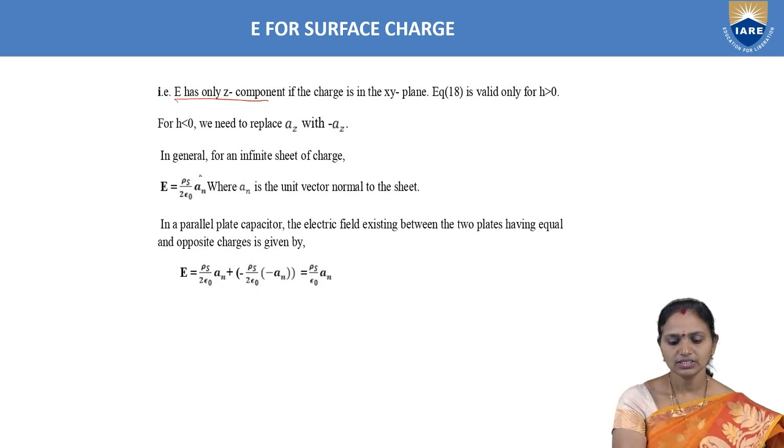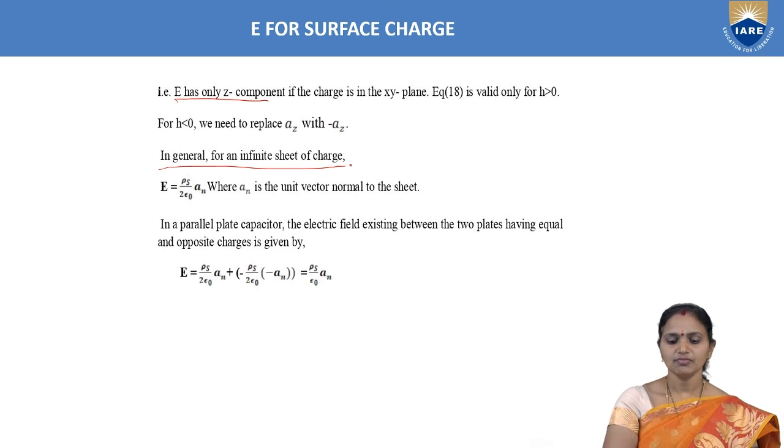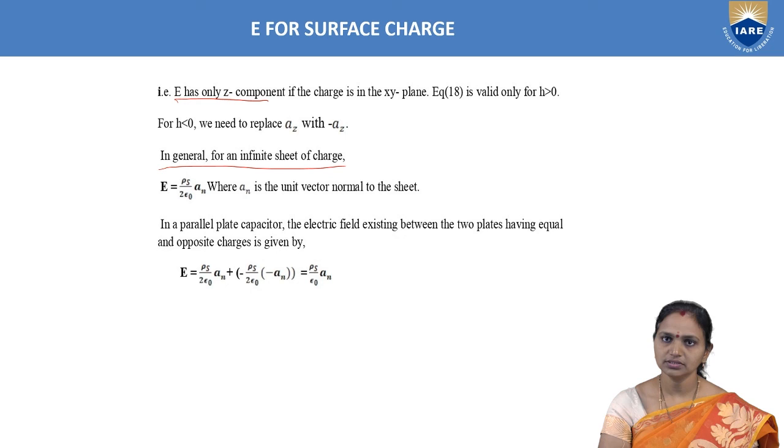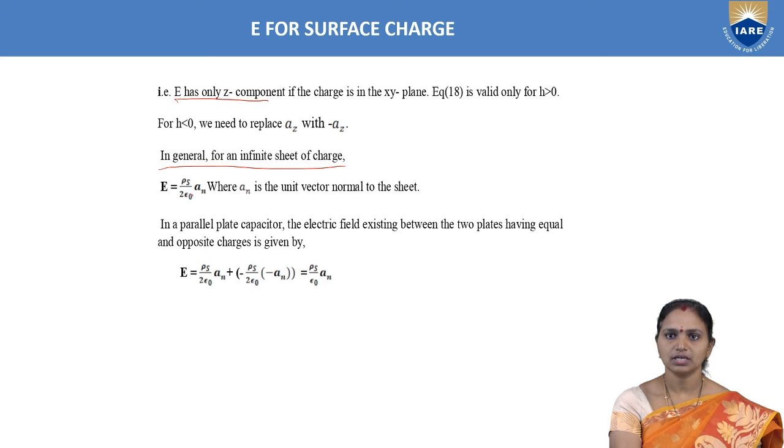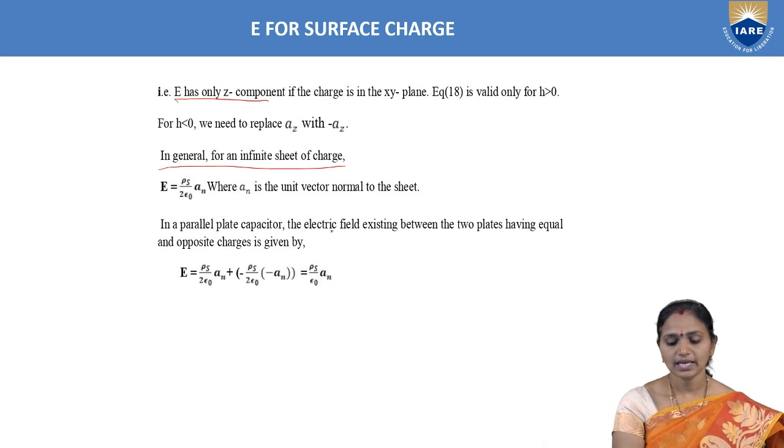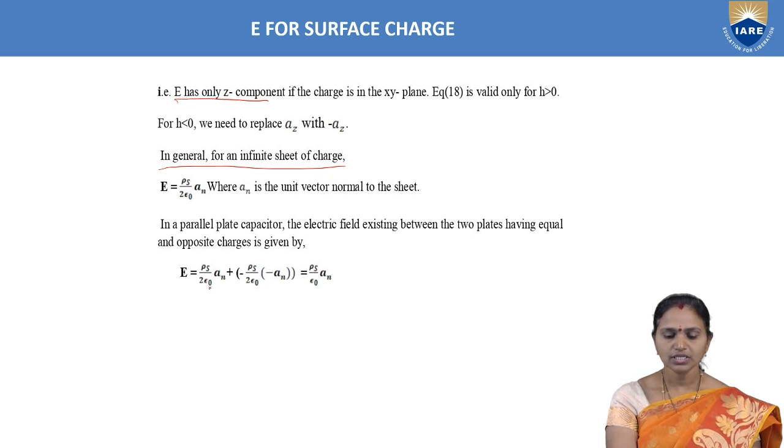Now if you go for the generalized case, in general, if you take an infinite sheet of charge, then the resultant field we can take as E equal to rho s by 2 epsilon naught into a_n, where a_n is the unit vector which is normal to the sheet. And if it is the case of a parallel plate capacitor, then we must take both the sides. Both the plates we have to consider.